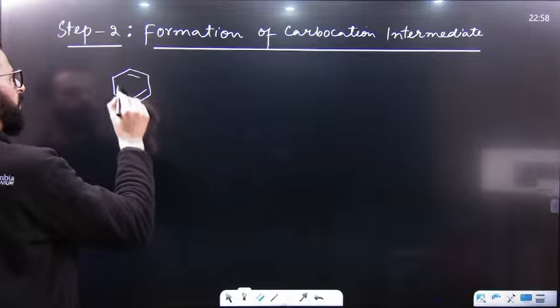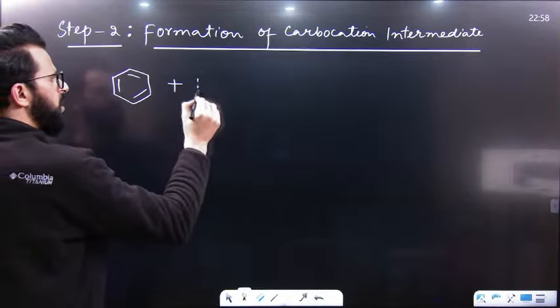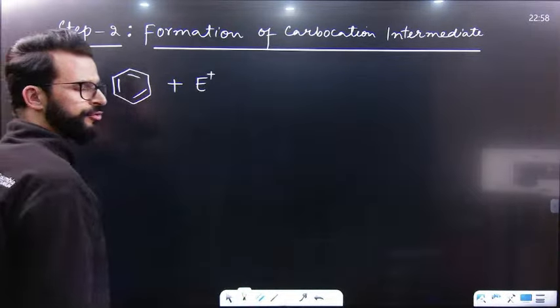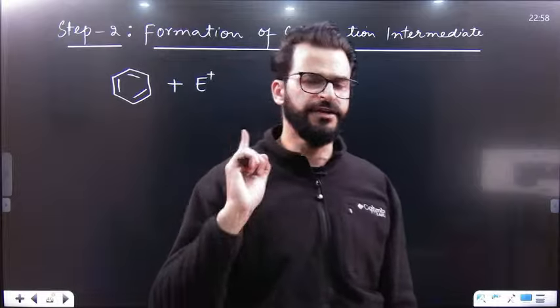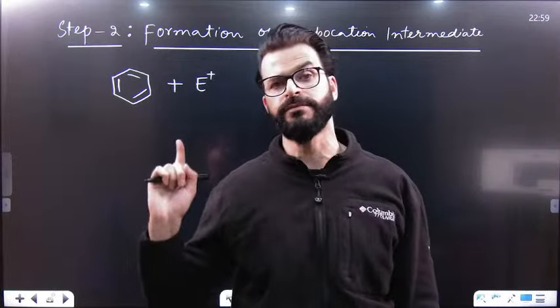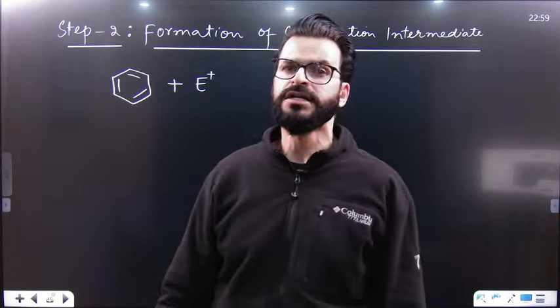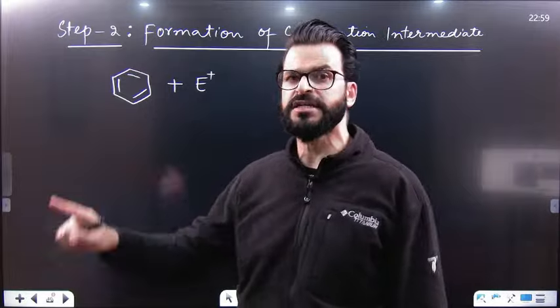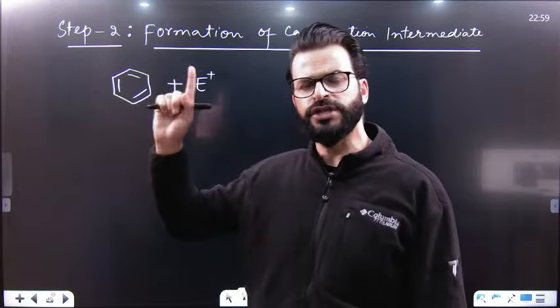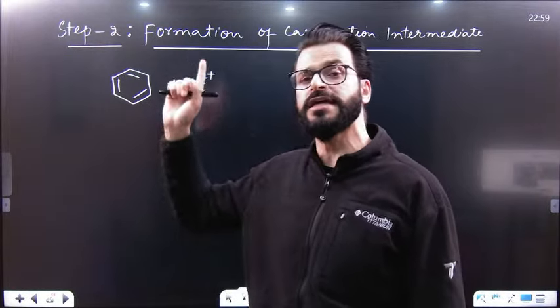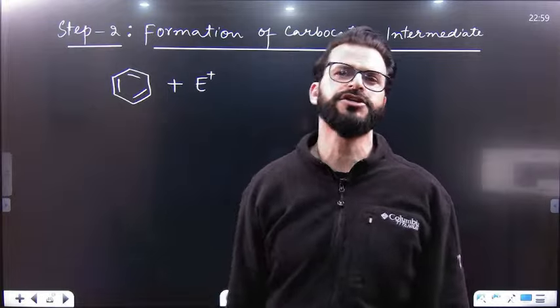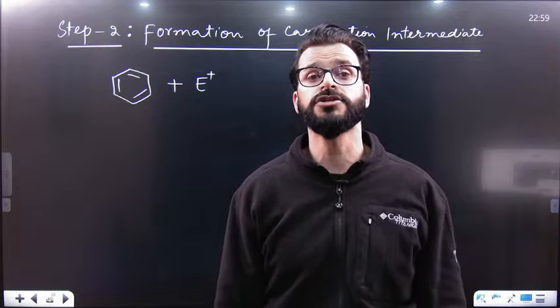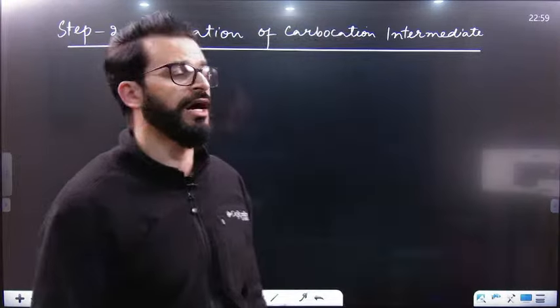That means in our case, that will be an aromatic compound, say for example, benzene. Have a look, my dear students. Now, what is this E positive? If chlorination takes place, it will be Cl positive. If bromination takes place, it will be Br positive. If nitration has to take place, it will be NO2 positive. Otherwise, it can be SO3 or SO3H in case of sulfonation, or R positive in case of Friedel-Crafts alkylation, or RCO positive in case of Friedel-Crafts acylation.